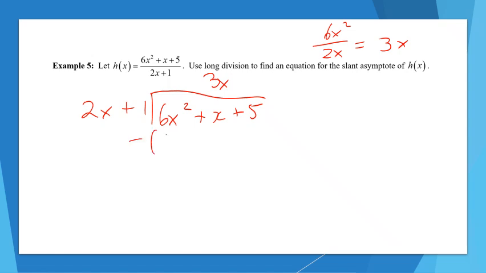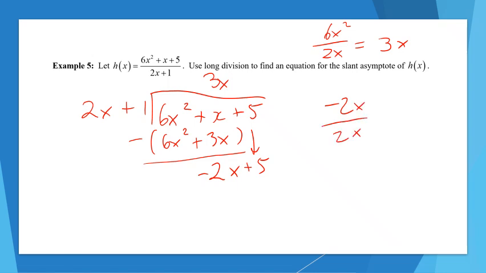Multiply this out, so minus 3 or 6x squared, and then 3x plus 1 is just 3x. Now we have x minus 3x, which is going to be minus 2x. Pull down that plus 5, and then how many times can 2x go into negative 2x? That's negative 1. And so we have this, we're done. This is our slant asymptote, 3x minus 1.